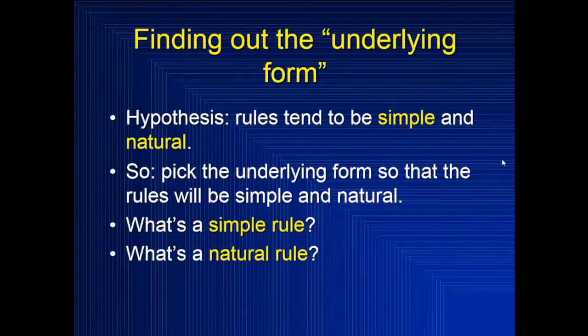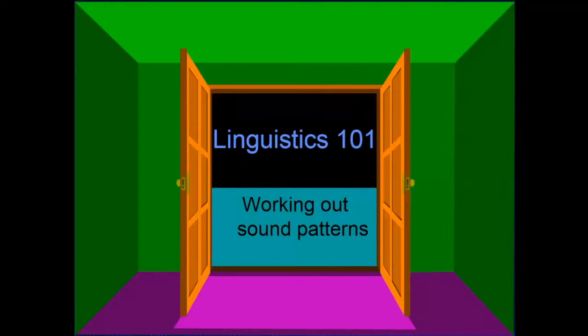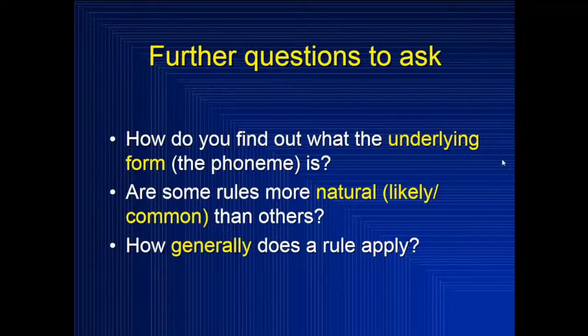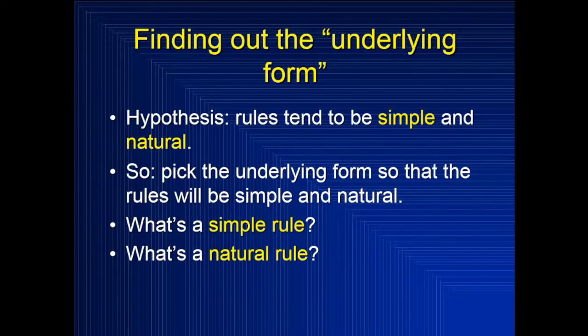Hi everybody. Once again, we are still dealing with the same questions in phonology, and we are trying to answer them. The first question: how do you find out what the underlying form, the phoneme, is? Are some rules more natural, more likely common than others? How generally does a rule apply?